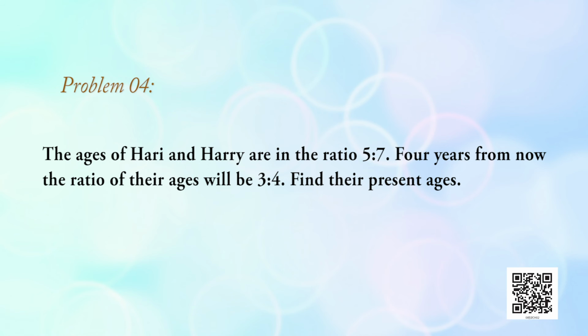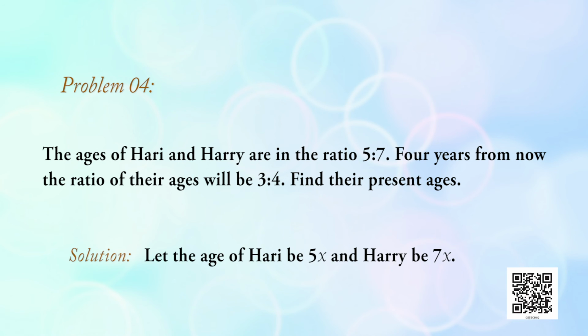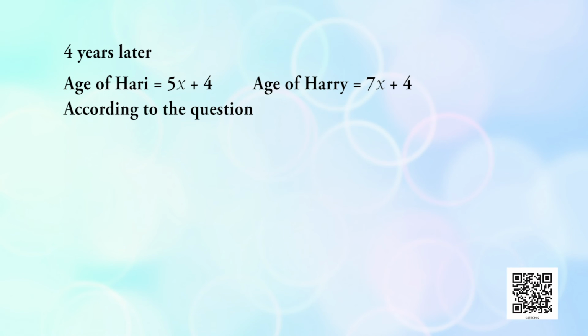By observing the given conditions, we can form the required linear equations as follows. Let the age of Hari be, by considering the ratios, 5x and Harry's age will be 7x. 4 years later, age of Hari becomes 5x + 4, age of Harry becomes 7x + 4. According to the question, at that time this ratio becomes 3/4, hence we can write it as (5x + 4)/(7x + 4) = 3/4.